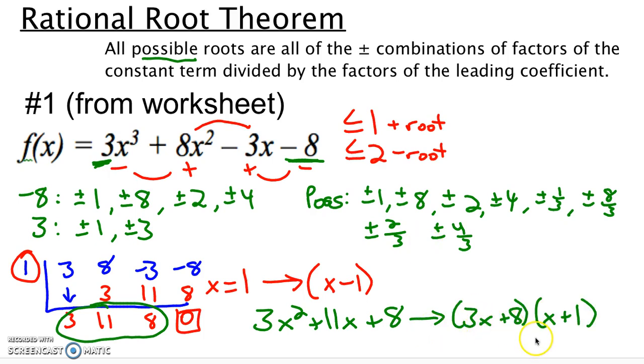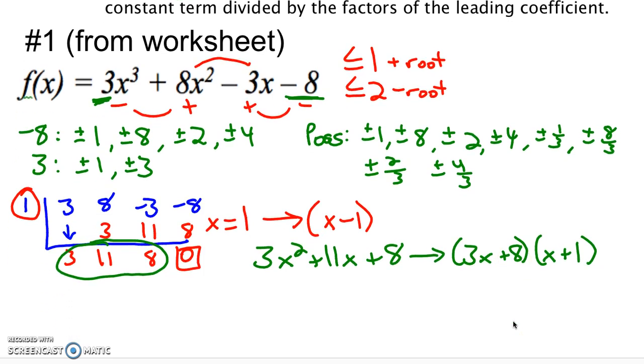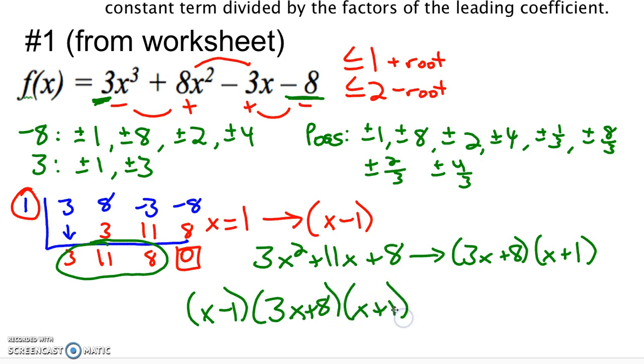All right, I hope you factored that correctly. Yours might have had the x plus 1 first, and that's okay. So what we end up with is 3 sets of parentheses. This first one that we found using synthetic division, the 3x plus 8, and the x plus 1. This is factored form of our original polynomial. It is what f of x is equal to. This is standard form, this is factored form, and that's our goal.